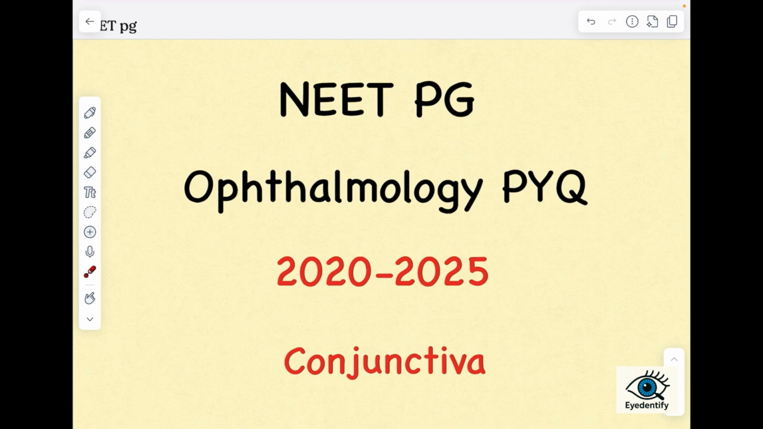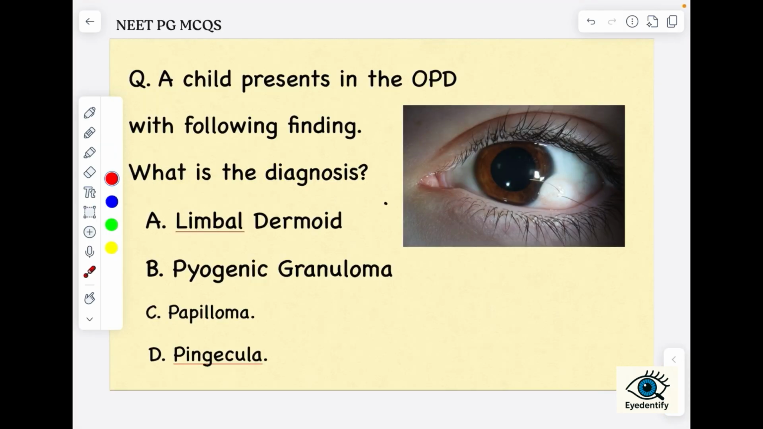Okay, so let's start. First question: a child presents in the OPD with the following finding. What is the diagnosis? Options: limbal dermoid, pyogenic granuloma, papilloma, and pinguecula. So the answer is limbal dermoid. But as I told you, we'll not only understand the question, but we'll also learn the topic so that we can answer many questions which come from the same topic.